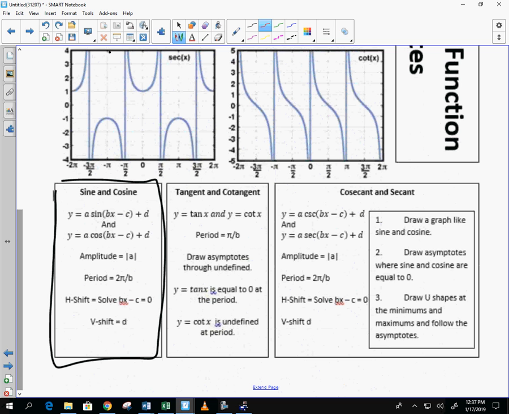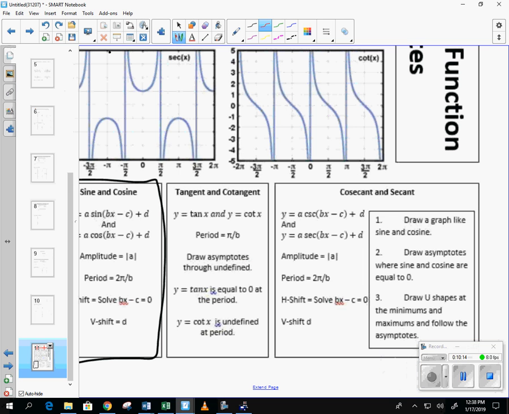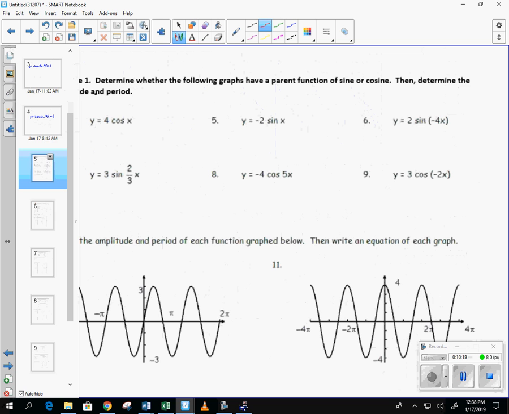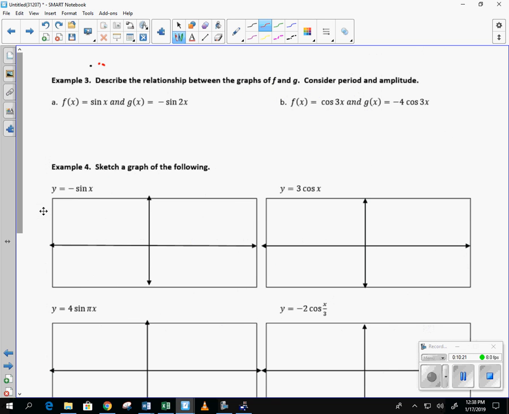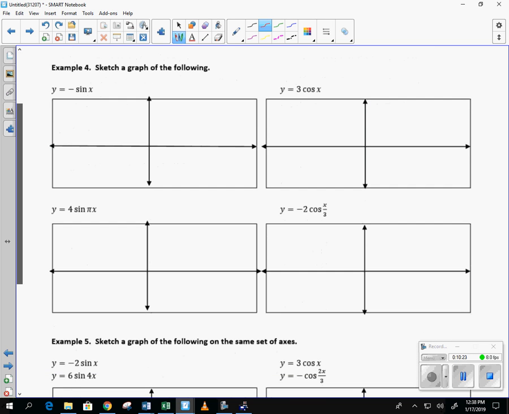Right. I do. Here we go. Turn to this page. I could tell.